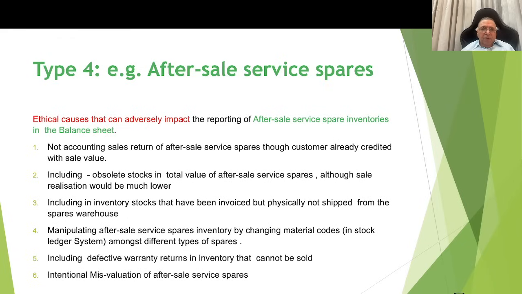Number four, manipulating after sales service spares inventory by changing the material codes in the stock ledger system amongst different types of spares. Number five, including defective warranty returns, which are there in the company inventory as okay spares, but these cannot be sold. Number six, intentional misvaluation of the after sales service spares.